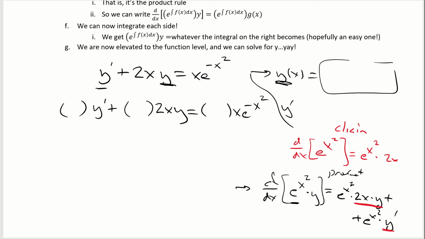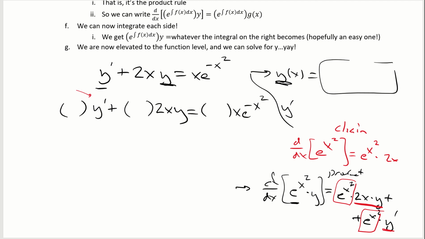And what's missing is this guy. If I had the whole thing, I would say it's the derivative of e to the x squared times y. So what? Remember what we're trying to do is we're trying to lift ourselves up from the derivative or rate of change level and bring us up to the actual original function level. So I need to somehow get rid of this y prime. It's making me crazy. I need to get up to the original function level.